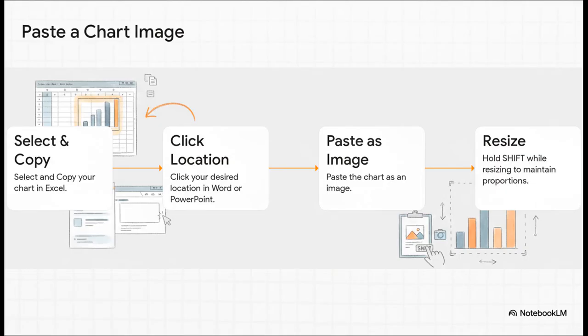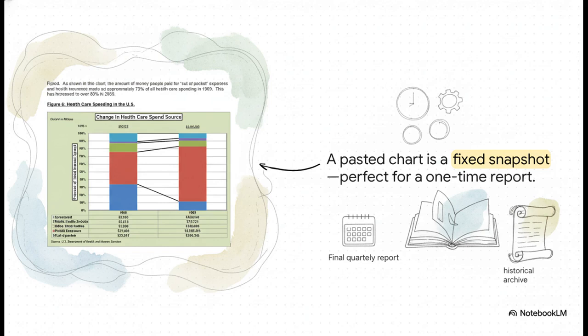Making one of these is ridiculously easy. You just select your chart in Excel, copy it, then pop over to Word or PowerPoint and paste it as a picture. Simple as that. Oh, and here's a little pro tip for you. Always hold down the Shift key when you're resizing it. That's what keeps the proportions locked so your chart doesn't get all stretched out and weird looking. And this is what you get, a nice clean image of your chart sitting right there in your document. Now this method is absolutely perfect for things like a final quarterly report, or maybe a historical archive. Basically any situation where you need to preserve the data exactly as it was at a single point in time.